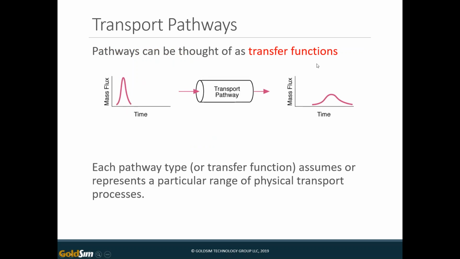The way you should think about a transport pathway, this is not really mathematically correct, but it's a good way to conceptualize it. A transport pathway takes some mass flux coming in, does something with it, and spits it out. Typically what it does is delay it and disperse it. There may also be some decay going on, but we're basically going to delay and disperse things as we move through a transport pathway.